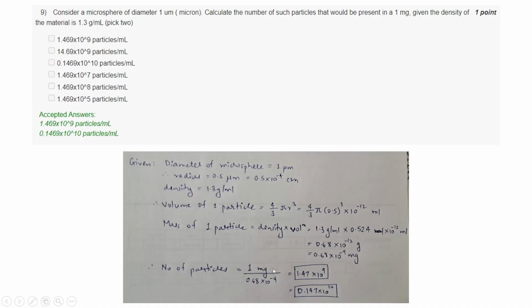Since you have an amount of 1 mg, to calculate the number of particles, you just divide the given mass by whatever you have got, and you will get an answer of 1.47 into 10 raised to 9, which is similar to the first option. And then if you want to convert it to 10 raised to 10 unit, you get the third option.